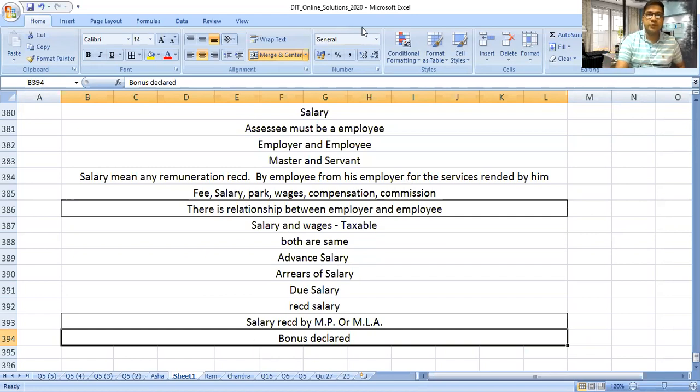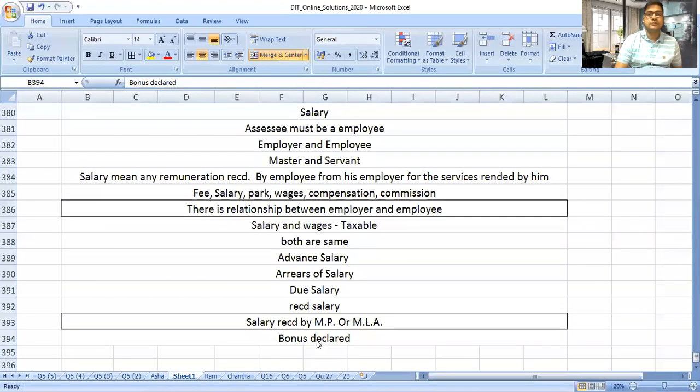Yes, any idea? Who can give the answer? Whether bonus is taxable or not? Yes, Mr. Nagesh, Pallavi, Prakash, Vijay, whether bonus is taxable or not. Taxable. Bonus declared. Now BMC, Municipal Corporation, declares the bonus. Railway employees receive the bonus. So is declared bonus taxable or received bonus taxable? Received bonus is taxable. What about declared? I think it is not taxable because it has been declared. Now it's not paid. Okay, fine.